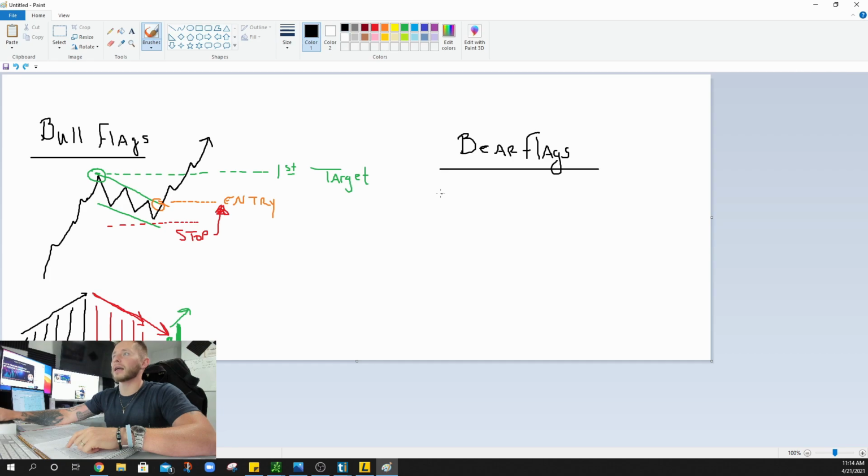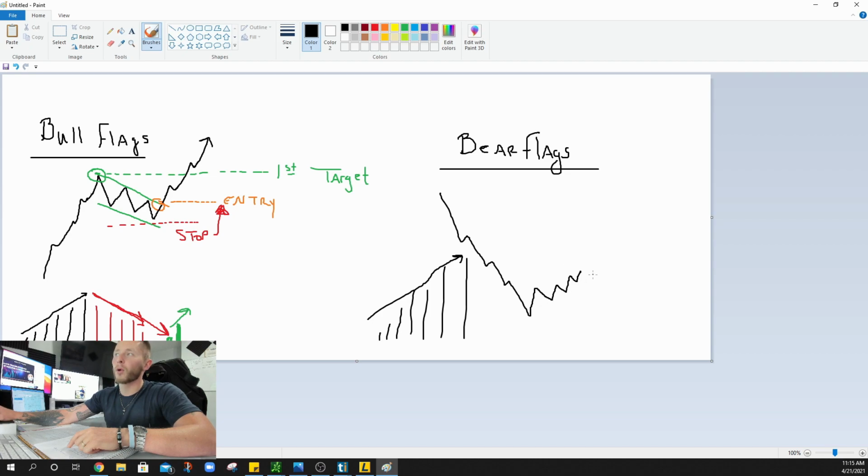Right? Stock has a strong move to the downside, right? We want to see the stock have increased volume to the downside. So increased volume along the sell-off, followed by a period of consolidation. So leg down, followed by a period of consolidation, normally in an upward manner. The bull flag is consolidating in a downward fashion. The bear flag will consolidate in an upward fashion, right?